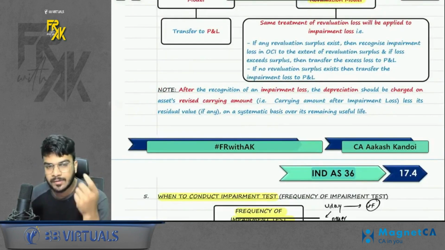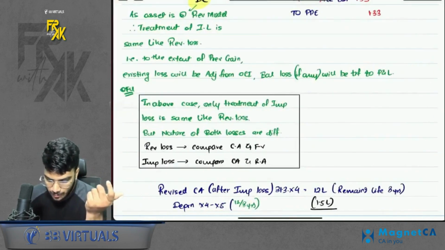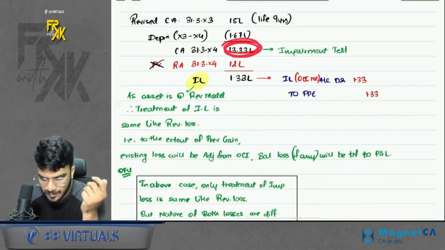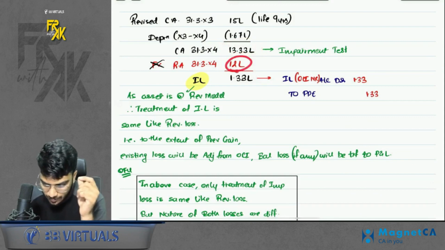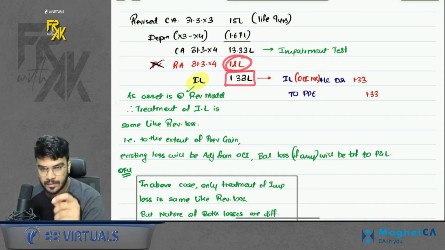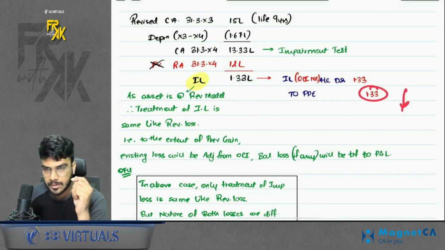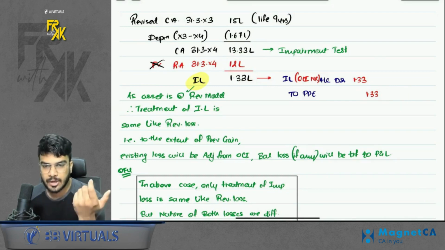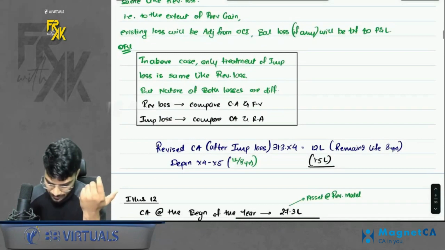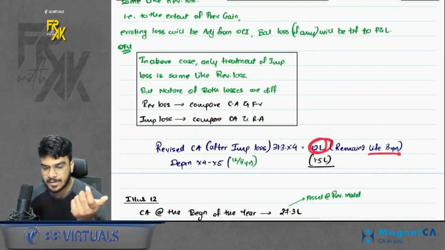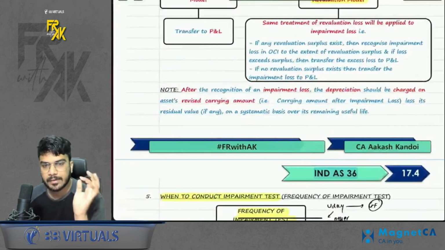Then there is a note given. The note talks about that once you book an impairment loss, your carrying amount reduces. Let's see for example here. My carrying amount was previously 13.33. My recoverable amount was 12. So I booked an impairment loss of 1.33. As soon as I book an impairment loss, my carrying amount of the asset will reduce. So for future years, you will depreciate on the revised carrying amount. My revised carrying amount became 12 now, so for future years I will depreciate on this revised carrying amount. As simple as that. Is this clear, guys?